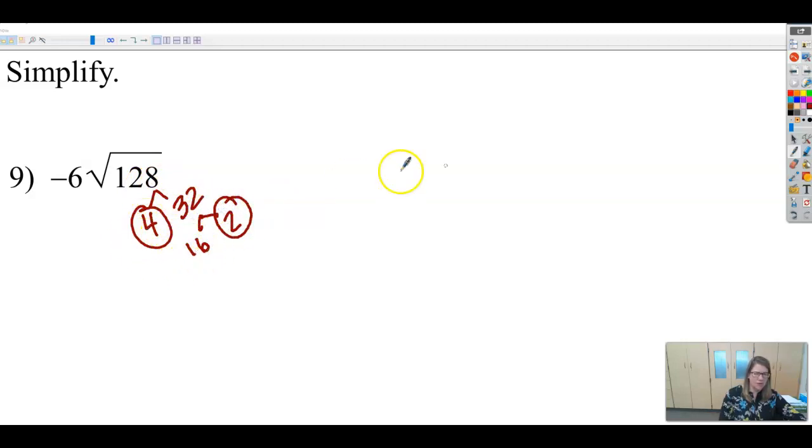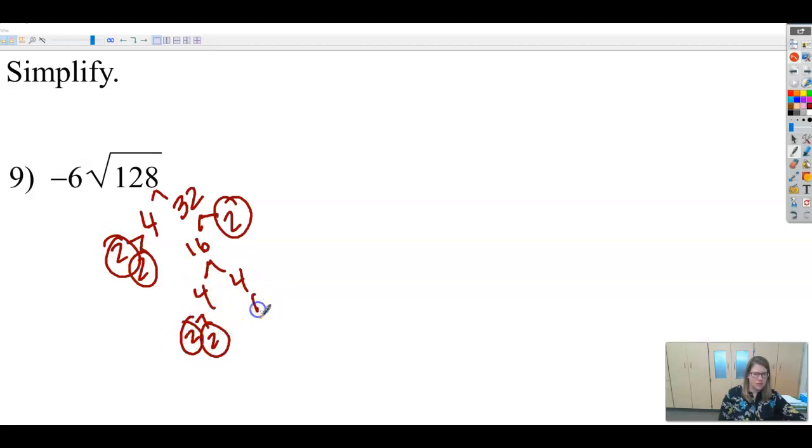Oh, whoops, I circled a 4. Shouldn't have done that, right? 4 is not a prime number. So let's try that again. 4 is 2 times 2. 16 is 4 times 4, and then each of those give us 2 2's.